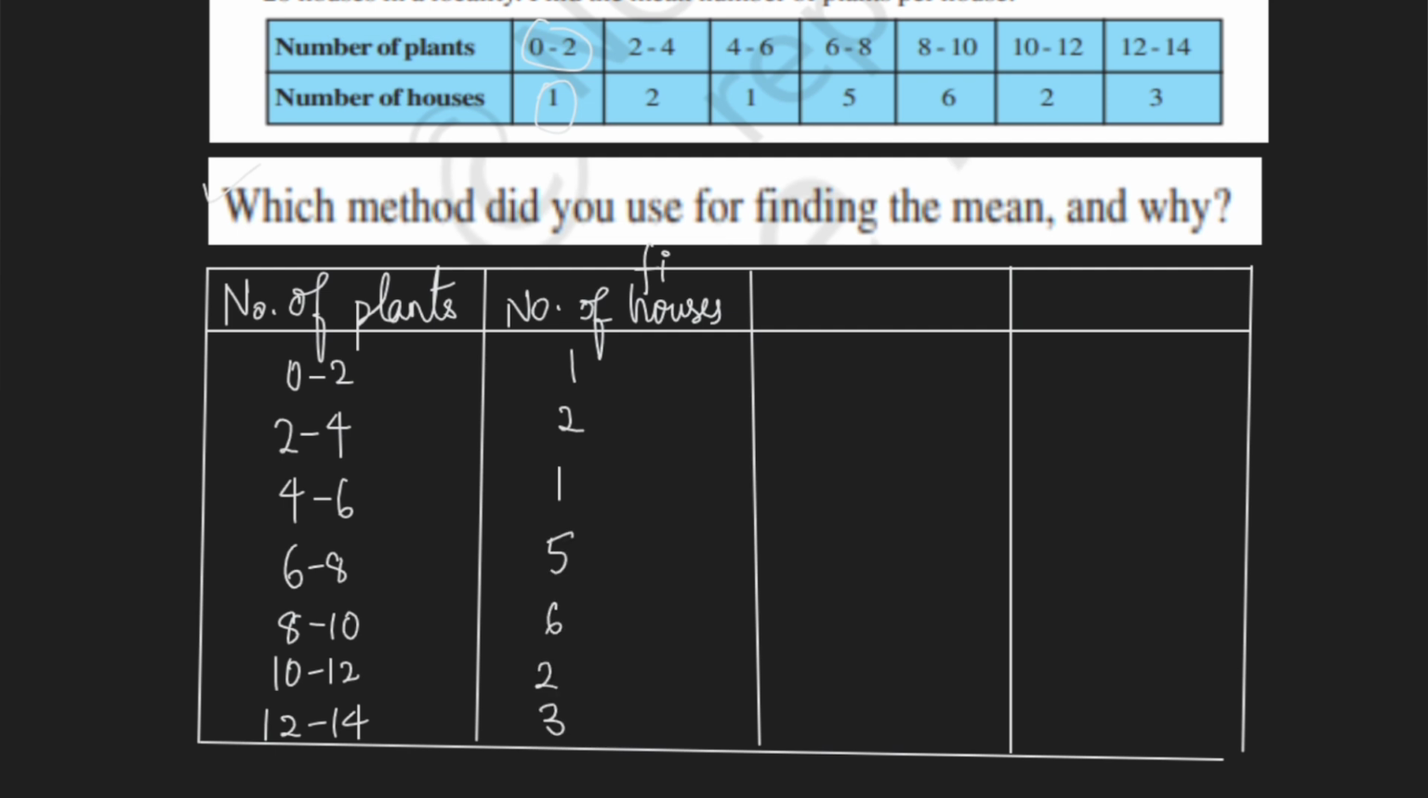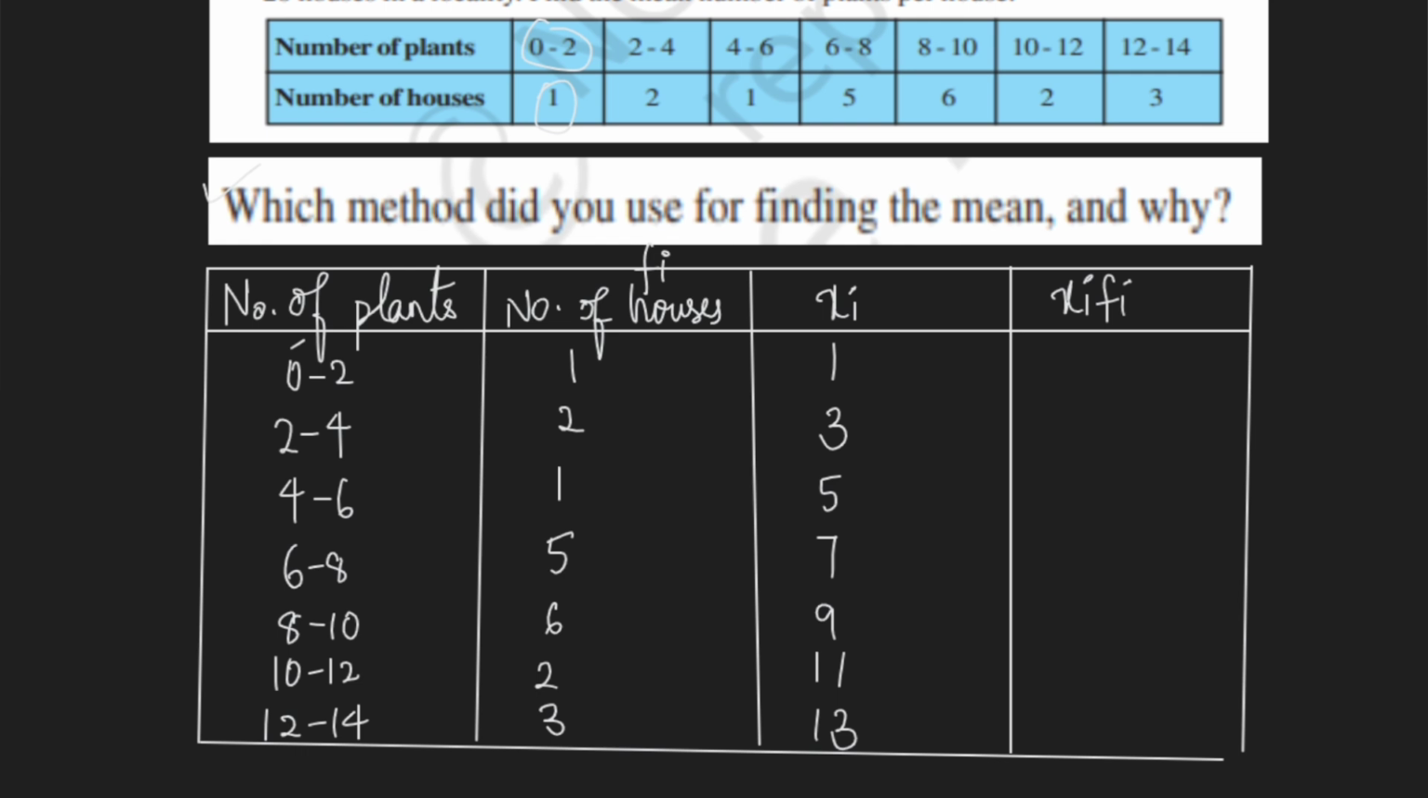The third column is Xi. Now how do you find Xi? The Xi is the mid value of 0 and 2. You take the lower bound and the upper bound of the class interval, then just divide by 2. So here it will be 0 plus 2, which is 2, divided by 2 gives us 1. So it is 1 here, this is 3, this will be 5, 7, and here it will be 9, then 11, then 13.